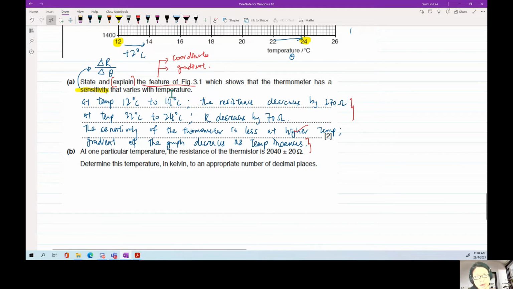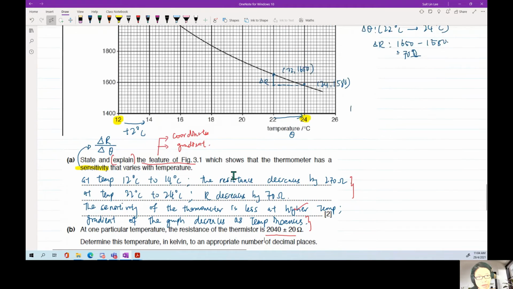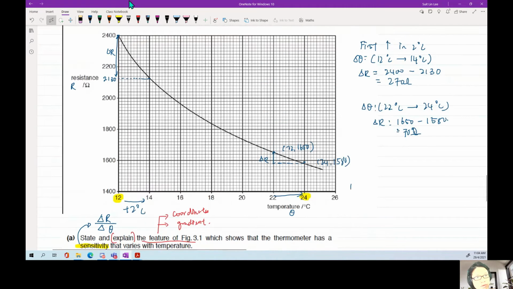All right, next. At a particular temperature, the resistance of the thermometer is 2040 plus minus 20. Determine the temperature in Kelvin to an appropriate number of decimal places. So 2040, you want to find 2040, is here. So if I drop all the way down from this line, I will get 15. Okay, 2040 is here.